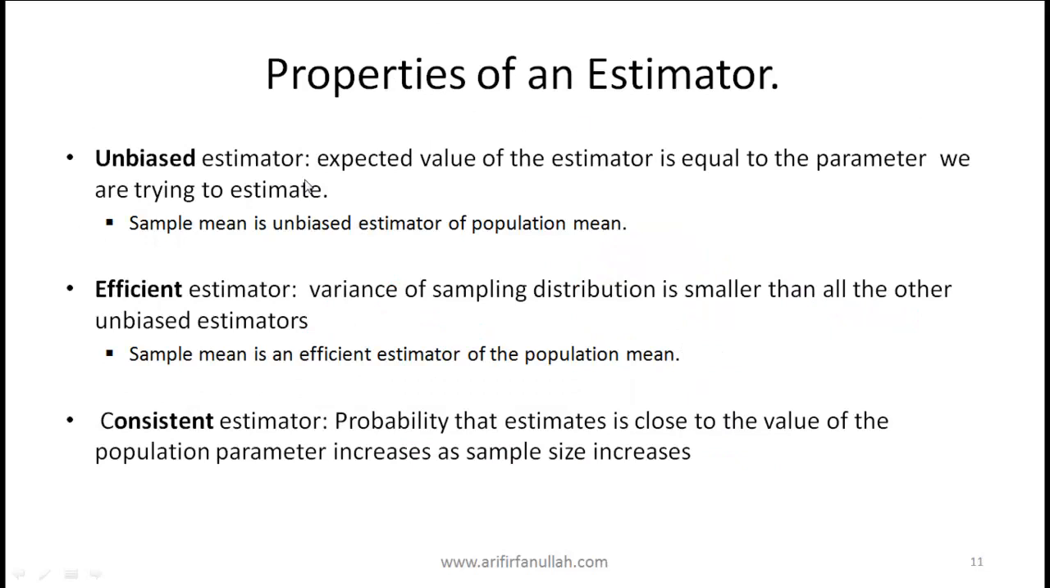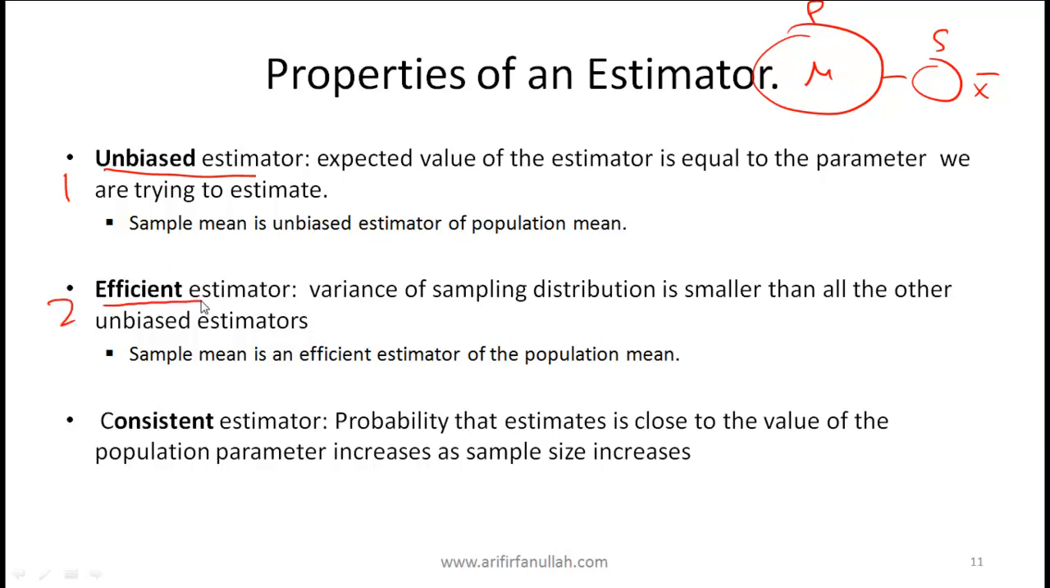Properties of an estimator. Three main properties. Number 1, unbiased. With an unbiased estimator, the expected value of the estimator is equal to the parameter we are trying to estimate. In other words, when we draw this sample from the population, the expected value of x bar over here should be equal to the population mean. So if this is the case, then we say that we have an unbiased estimator. For example, the sample mean here is an unbiased estimator of the population mean.